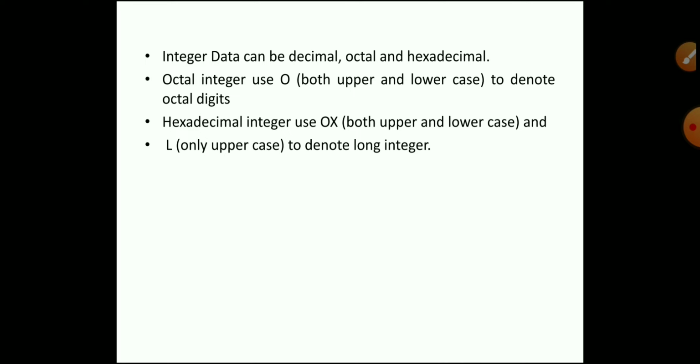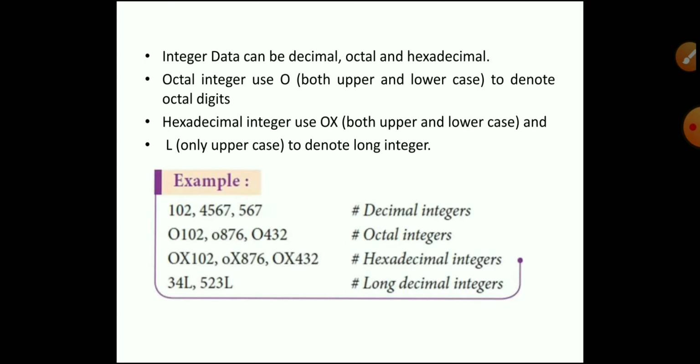Next one, hexadecimal integer value, 0X. That also can be uppercase or lowercase. Next one is only uppercase, to denote long integer. Long integer means L, capital L only we have to use. After the integer value we have to use a capital L, that is called a long integer. These are all examples of number: decimal integer, octal integer, hexadecimal integers and long decimal integers.